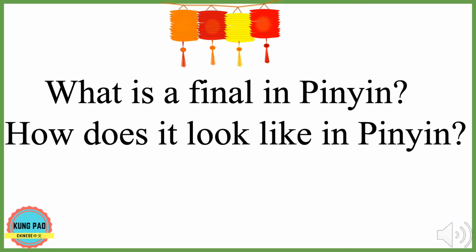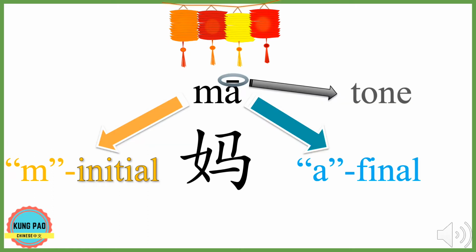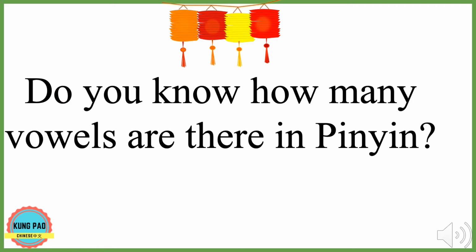Do you know what is a final in Pinyin? And how does it look like in Pinyin? We can see here there is a Chinese character, and the pinyin for this Chinese character is m, a, ma. M here is the initial. A here is the final. Finals are also called vowels.